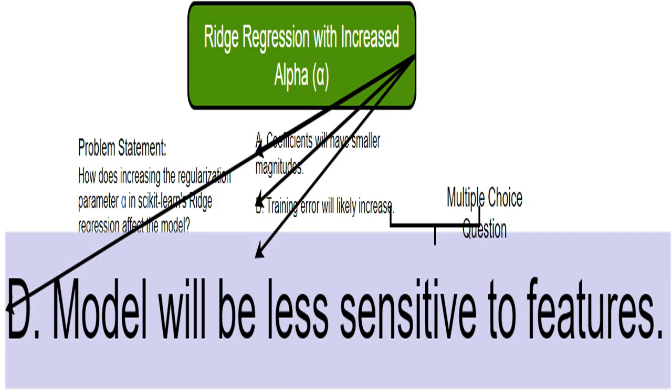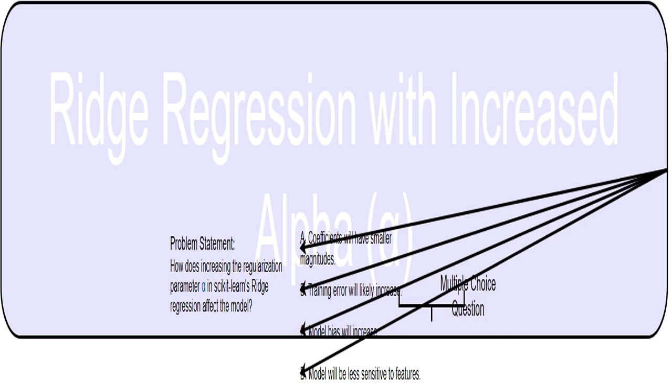The effect of increasing alpha is that the coefficients are shrunk. This reduces the influence of individual features on the model's predictions, making it less sensitive, particularly to features that are highly correlated, multicollinearity. This line sets the stage. We are dealing with ridge regression, a technique used to deal with high multicollinearity, when your input features are highly correlated. Alpha is a key parameter that controls how much the model penalizes large coefficients.